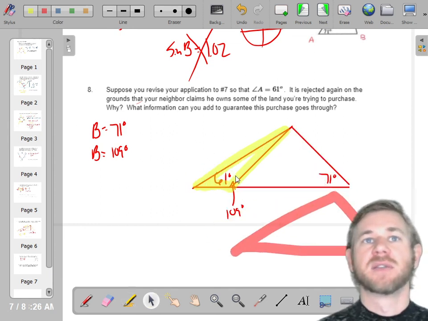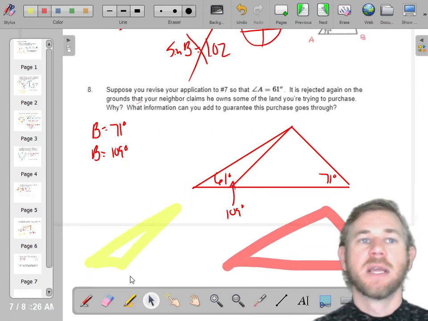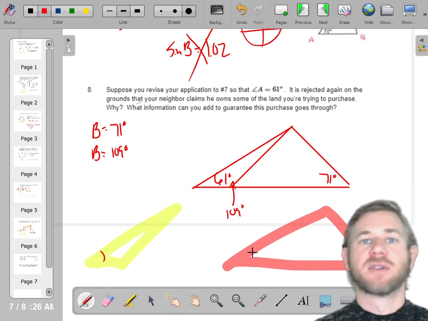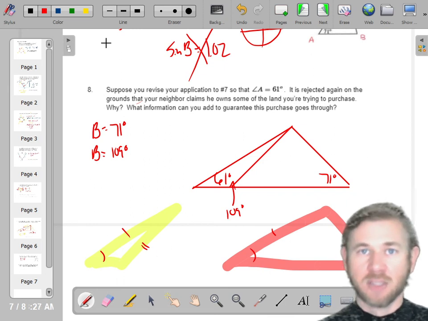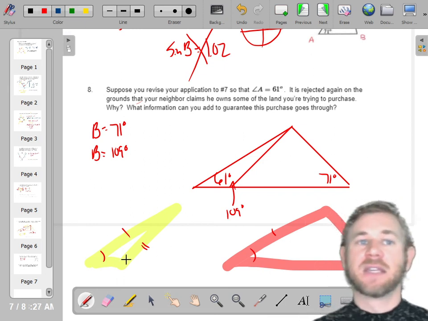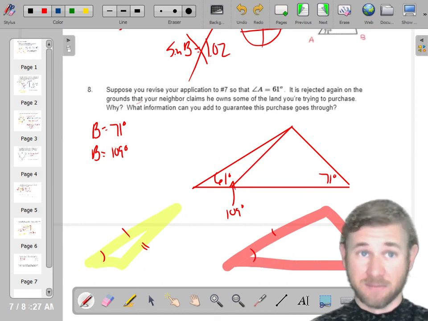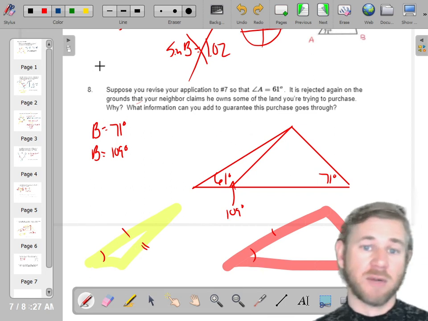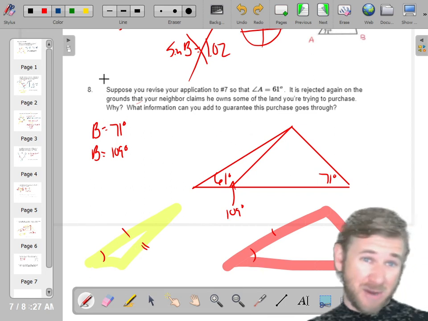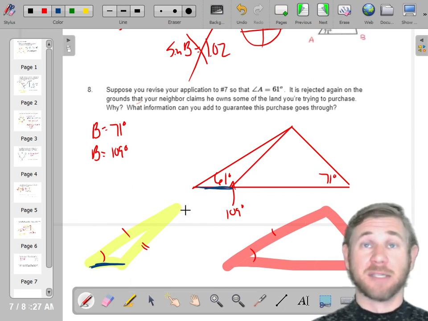So the question is, what information can you add to guarantee that this triangle is unique? Notice how on both of these triangles, this angle is the same, this side is the same, and this side is the same. It's angle side side. So what could we do to fix it? They could give me this length, that would work. They could give me this angle up here, or if they just straight up told me something about angle B, that would work too. But you got to give me more information. Probably the easiest thing I would say is give me the length of this distance AB.